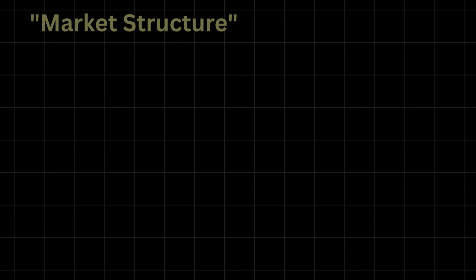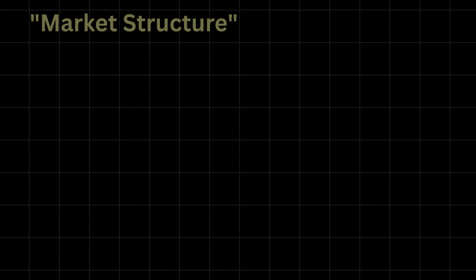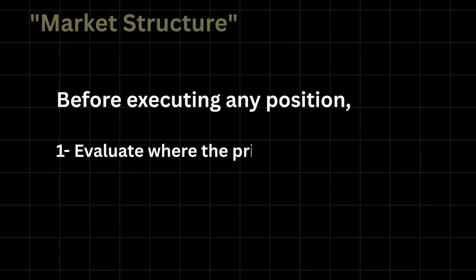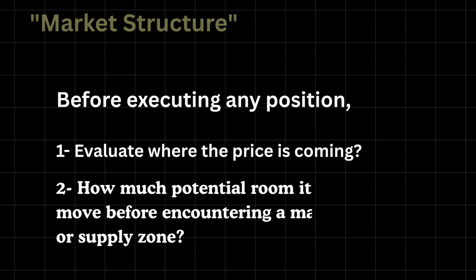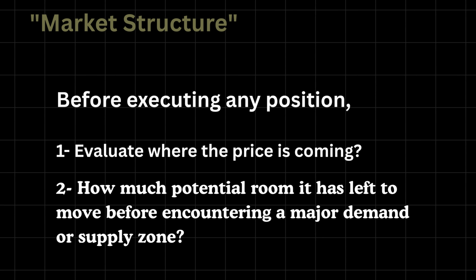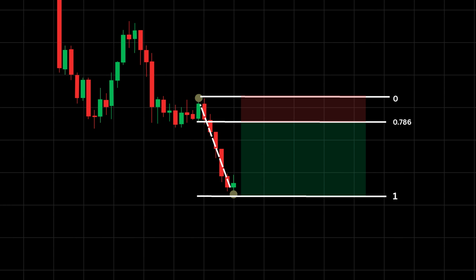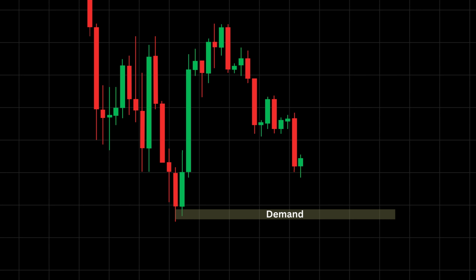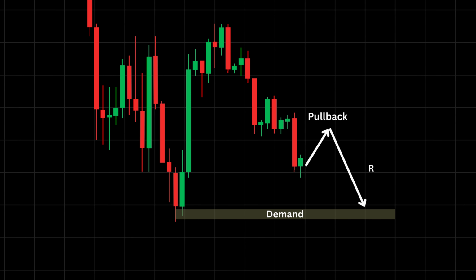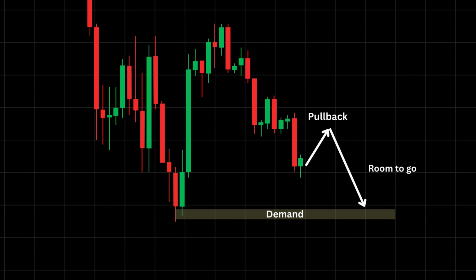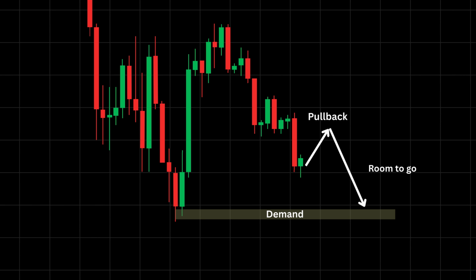The second factor is the overall market structure on a higher time frame. Before executing any position, always evaluate where the price is coming from and how much potential room it has left to move before encountering a major demand or supply zone. Take gold as an example again. When we shift to the 4-hour time frame, we notice that a major demand zone lies ahead of the current price action, with significant space still remaining before it's reached. This scenario supports the logic for opening short trades.